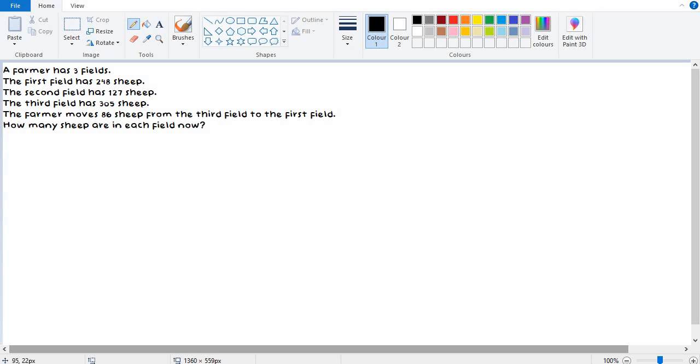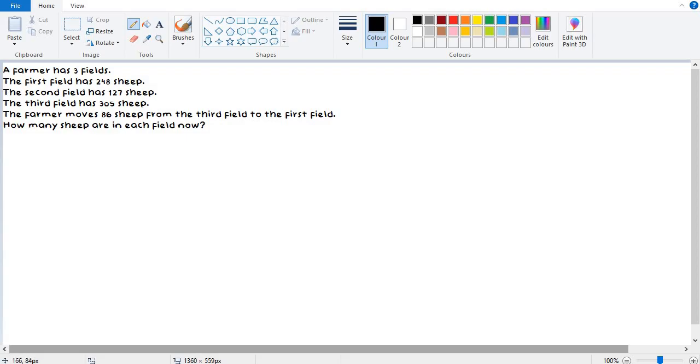A farmer has 3 fields. The first field has 248 sheep. The second field has 127 sheep. The third field has 305 sheep. The farmer moves 86 sheep from the third field to the first field. How many sheep are in each field?